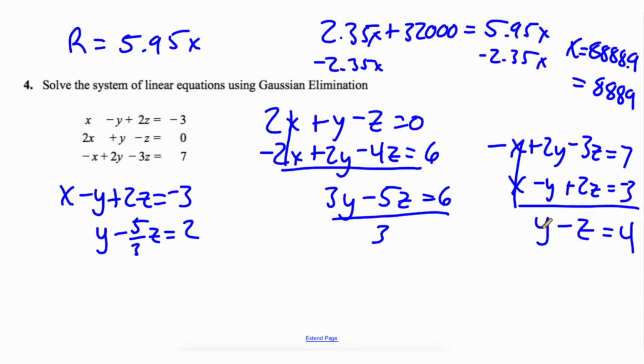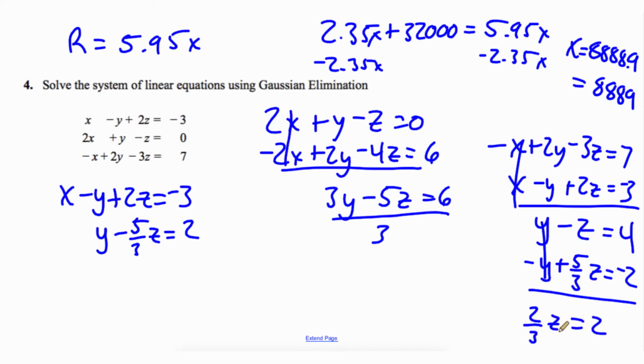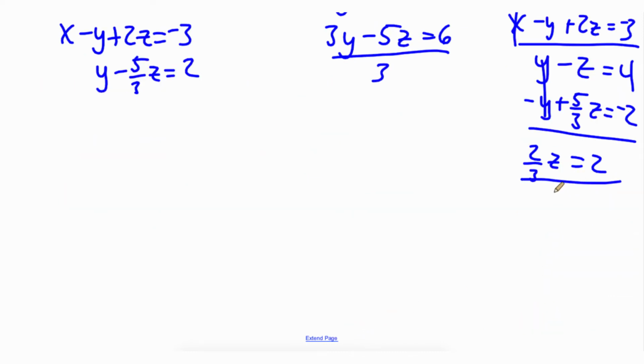Now we need to get rid of that y, so I'm going to grab our new second equation but multiply everything by negative 1. So we get negative y plus 5/3 z equals negative 2. Adding these up, the y's cancel out. Negative z plus 5/3 z, we end up getting 2/3 z equals 2. Now we need to get rid of this 2/3 that's in front of our z, so I'm going to divide everything by 2/3, and when we do that, we end up getting z equals 3.